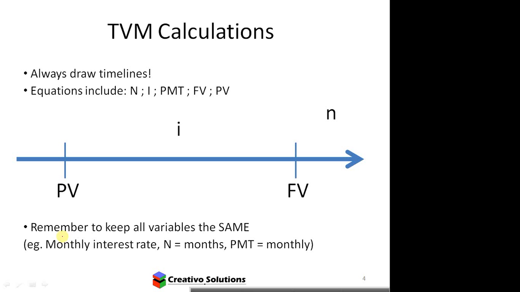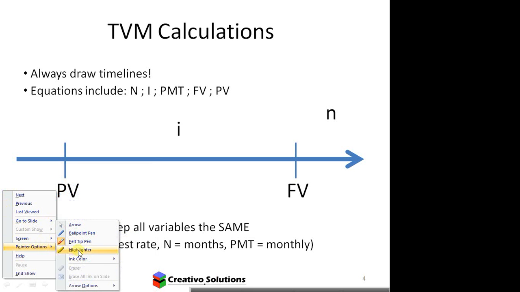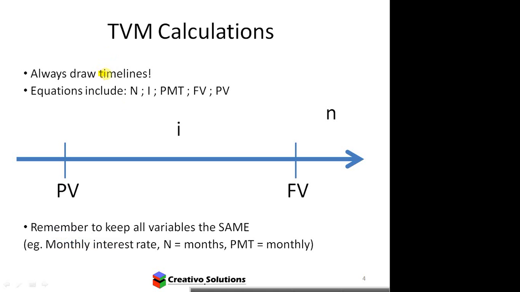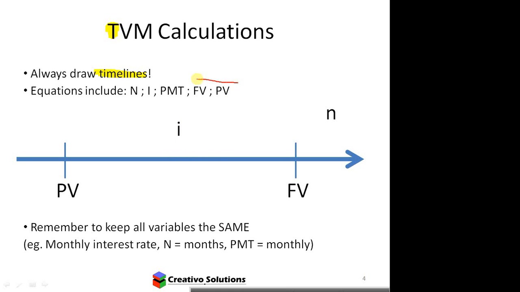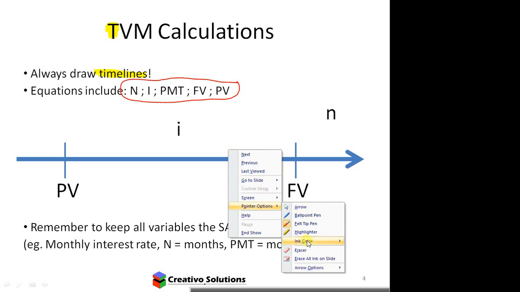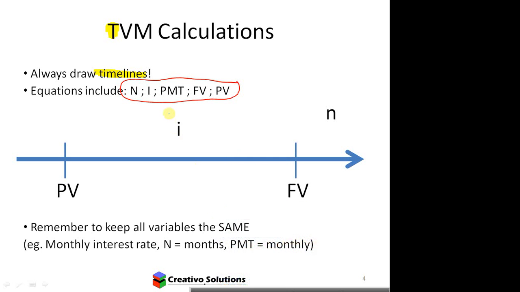So when doing calculations, what must we always do? Draw a timeline. You can't do a time value of money calculation if you don't have a timeline. Time value of money, T for time. You need to draw a timeline. What do I need to consider? Those are 5 variables that I'm going to have to plot on my timeline. I've put 4 of the 5 on the timeline. The one that I've left out is the payment.